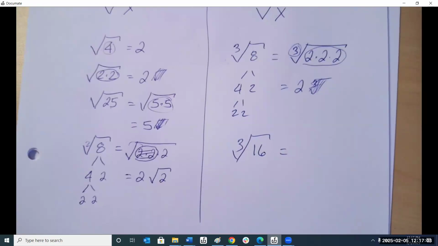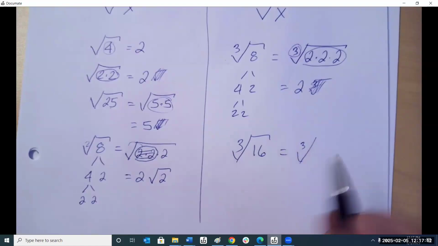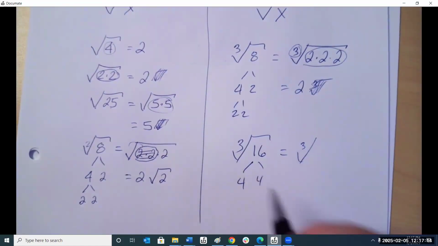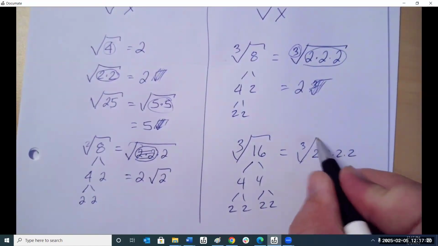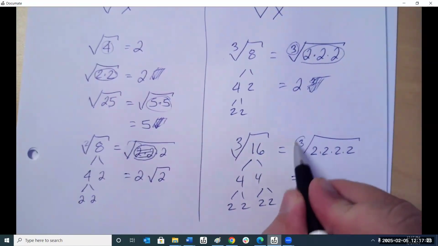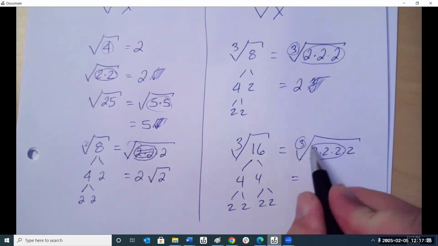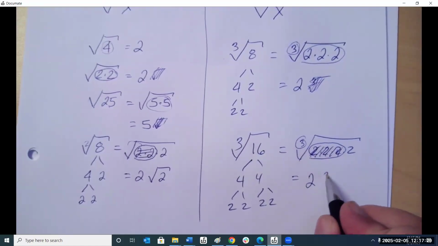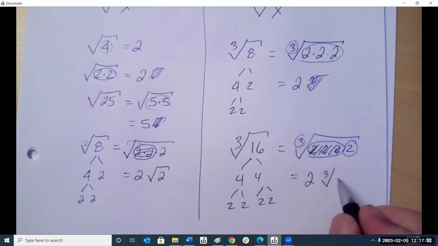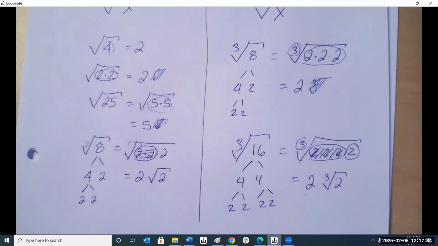I don't want decimal answers, so you can't use a calculator. Simplify that one. So 16 is made up of 4 times 4, which is 2 times 2 times 2 times 2. I need 3 of a kind, so they go out in front. So that's gone. So what I have left is that 2. So there's my simplified version.